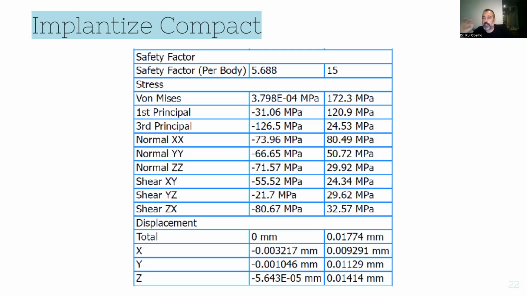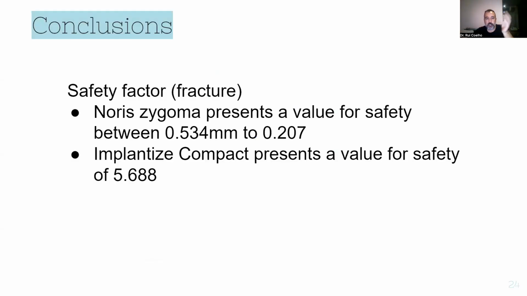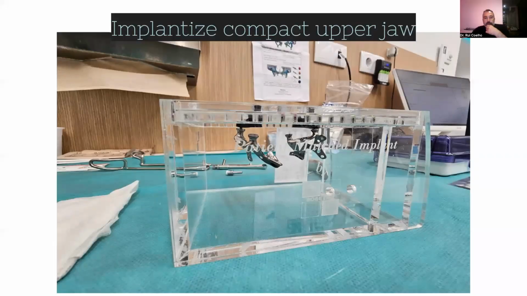If it has micro movements, as I showed you before, below 30 microns, then we can achieve osseointegration, okay? So these are the conclusions. We have displacement from 0.2 millimeters to 3.6 millimeters, and of course the value of the safety factor is decreasing.